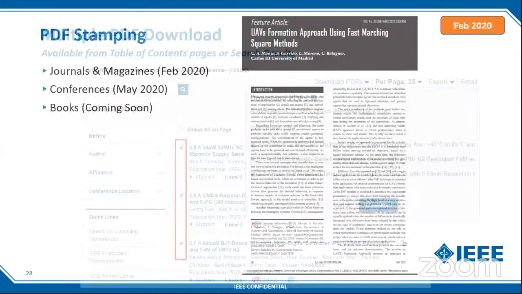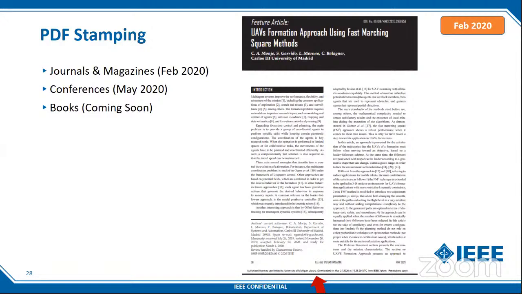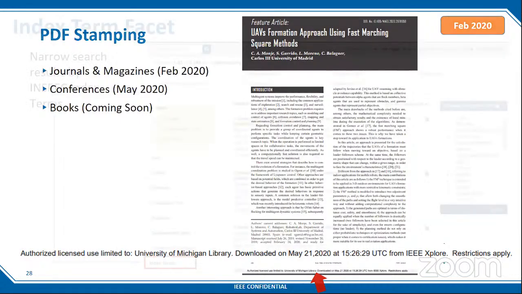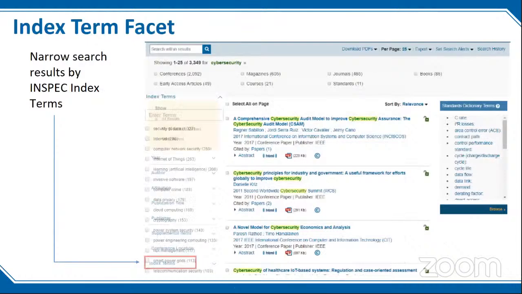We have started doing the PDF stamping. Now, when you download any paper, at the bottom, you will get the name of your institution, downloaded time, downloaded date, just to avoid any abuse of this paper. Index term we have introduced.